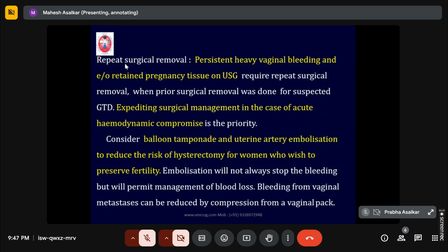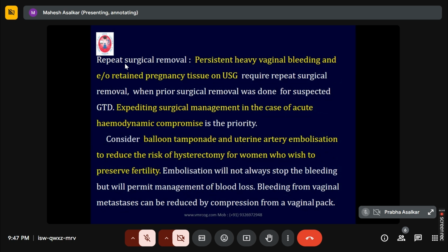Yes, sir. Now, repeat surgical removal. This also we have seen. If there is persistent heavy vaginal bleeding and evidence of retained pregnancy tissue on USG, it requires a repeat surgical removal when prior surgical removal was done for suspected GTD. Expediting surgical management in case of acute hemodynamic compromise is the priority.